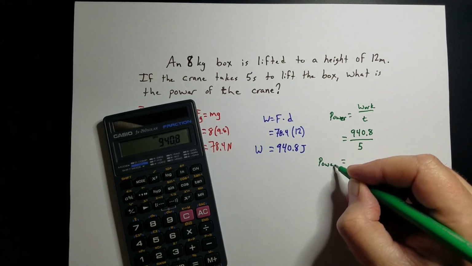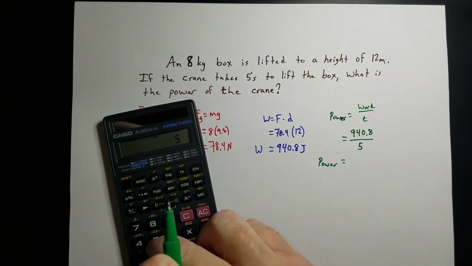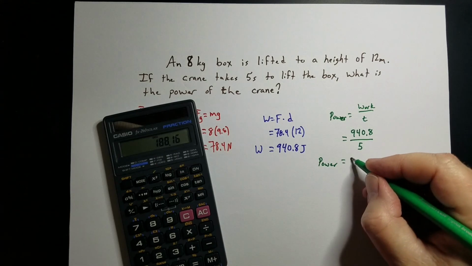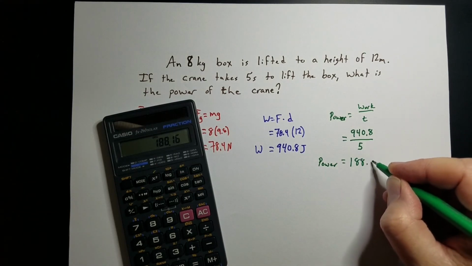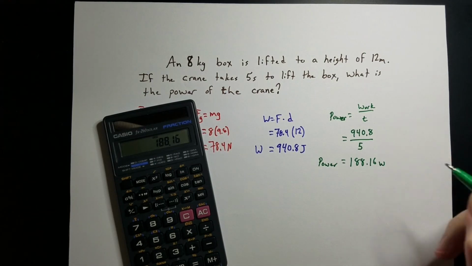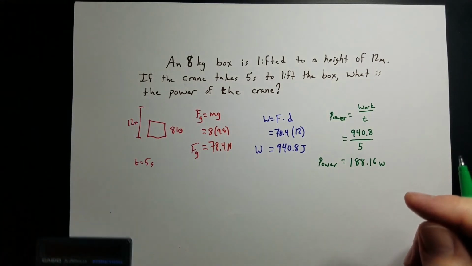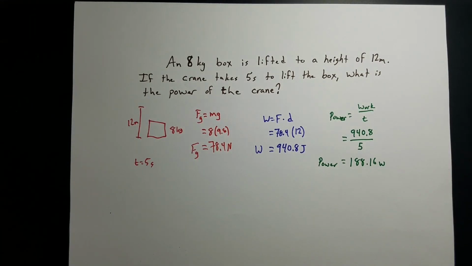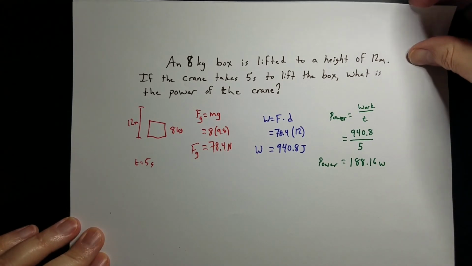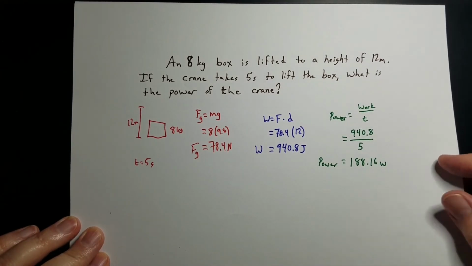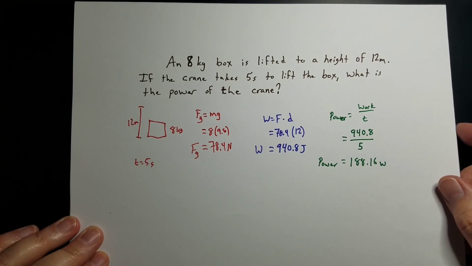And so, divide by 5, we get 188.16 watts of power is needed for that crane to do that job in that amount of time. Well, all these have been lifting one object. What if we have multiple things that we've got to do?